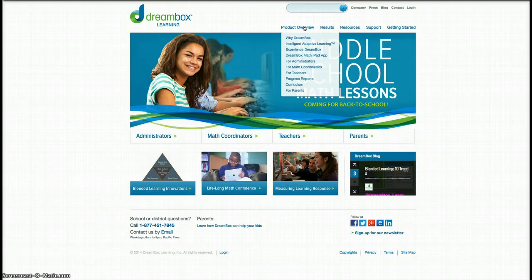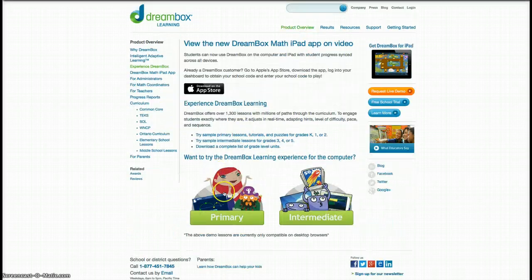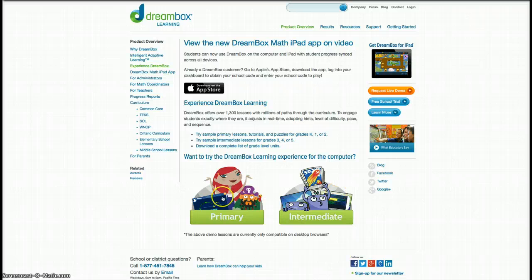To familiarize yourself with what students will see, you can go to Experience DreamBox, and you'll see that there are two sections, primary and intermediate. Intermediate is not our intermediate. Intermediate is the US grades 3, 4, and 5. And our students that are junior will probably be working in the intermediate environment. Our students that are primary will be working in the primary learning environment.